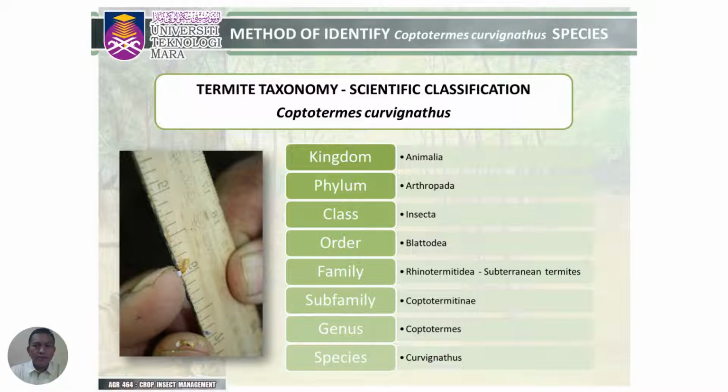To understand termites, it is important to look at the taxonomic identification. This is important in identifying species so that we avoid killing species of termite that are beneficial to the plantation. Taxonomy of termite, scientific classification: kingdom Animalia, phylum Arthropoda, class Insecta, order Blattodea, family Rhinotermitidae, subfamily Coptotermitinae, genus Coptotermes, and species curvignathus.